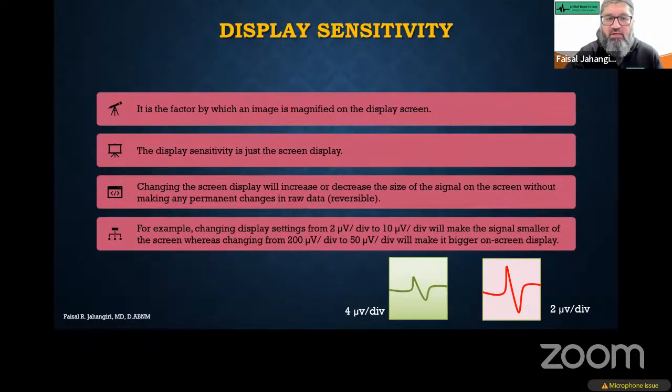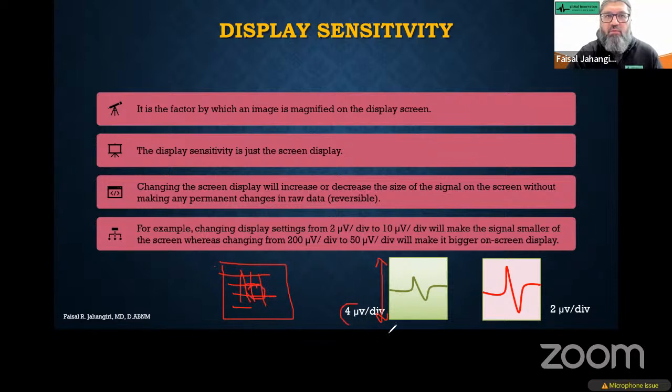Display sensitivity. This is the sensitivity of the screen. Anytime you open a computer and you're looking at it, there is the gain of the differential amplifier we talked about, and that will affect the real signal. The signal is irreversibly changed. The sensitivity is how it looks on the screen. If the signal is 2 microvolt and your display is 4 microvolt per division, there are 10 divisions. Every screen has 10 divisions vertically and 10 divisions horizontally. So in every single division, you have to set up the value.